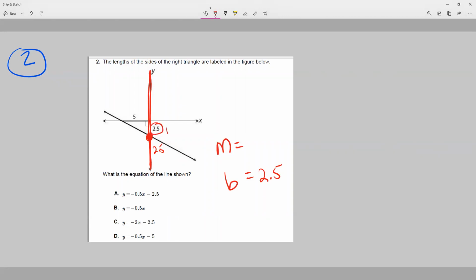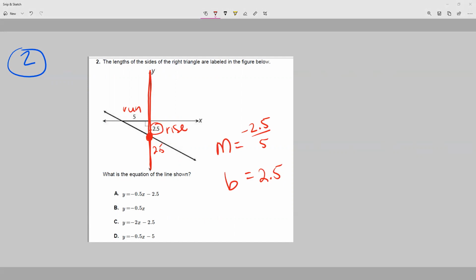So here this time the 2.5 is my rise, but since it's really going down, right? It's going down negative, it's negative 2.5. So my rise is negative 2.5 over the run, which is 5. And so if I view this as a math problem, negative 2.5 divided by 5.